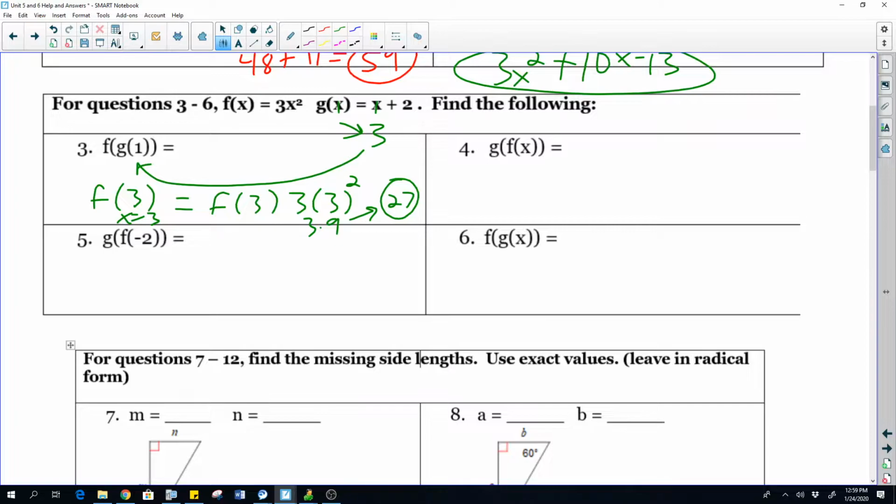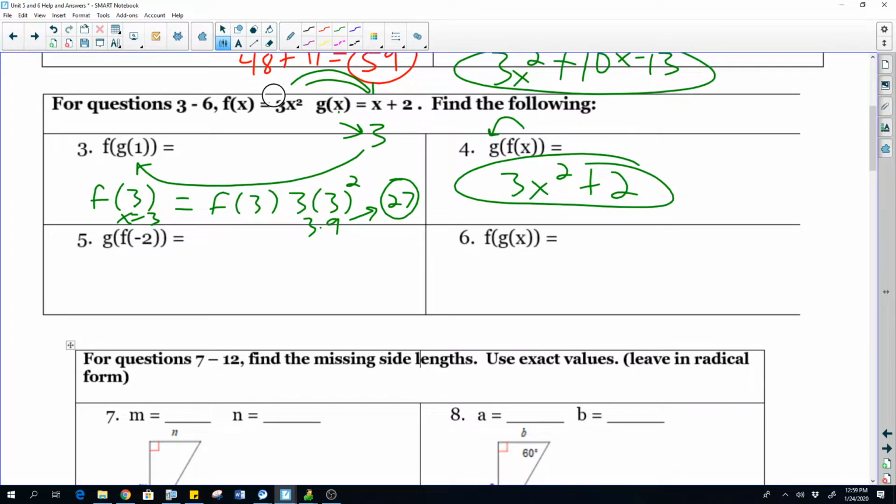Number 4 is plugging in the whole function into another function. So we're simply going to take f of x, take f and plug it into g. So take f, plug it into g, and so the x completely goes away and we replace it with the 3x squared. So our answer is just going to be 3x squared plus 2. Bam!